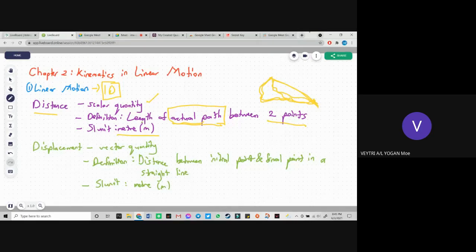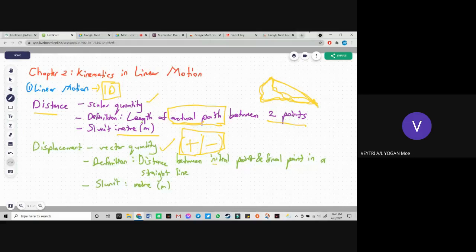Next, displacement. Displacement is a vector quantity. Jangan lupa magnitude ada simbol. Positive, negative. This thing is very important. Direction. Positive atas dengan kanan, negative kiri dengan bawah. Okay? Remember that. Definition of displacement.